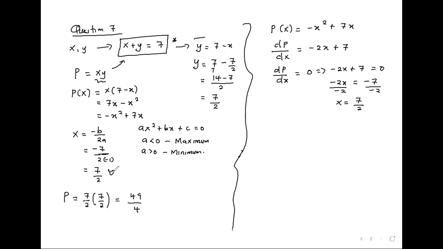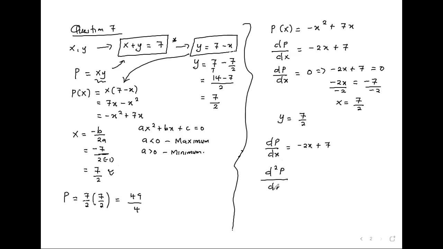Then because you would have had this equation also, for you to be able to substitute in here to come up with this one, then you substitute to get y to be also 7 over 2. Then now you want to decide whether it will give you the maximum or the minimum. You go to the derivative, dp dx is equal to negative 2x plus 7. You differentiate it again to get the second derivative. And what we find here is negative 2, which is less than 0. If the second derivative is less than 0, then you know that what you're obtaining is maximum.